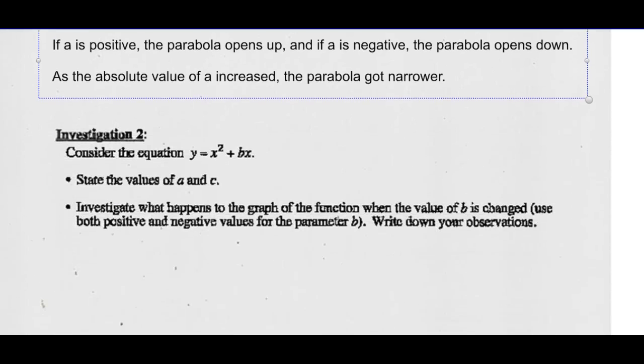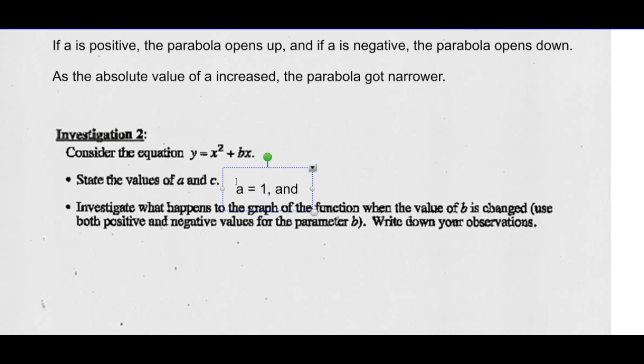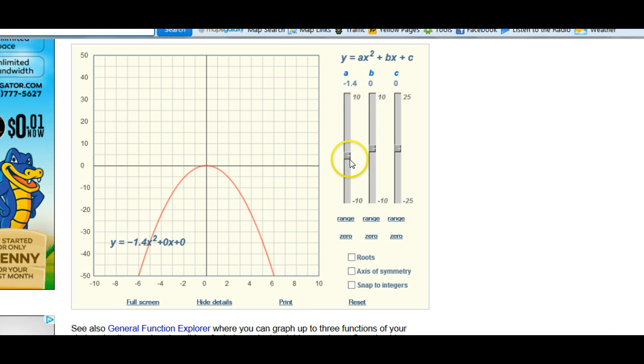Let's see what happens if we investigate when a is 1. So what are the values of a and c? Now a equals 1 and c equals 0. So let's look at what happens if we have a equaling 1 and c equaling 0 and change the value of b, and then write down our observations. So a should now be positive 1, and c is still 0. Let's slide b around and see what happens.